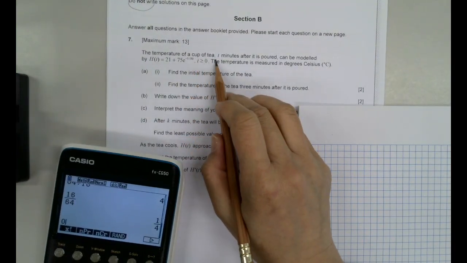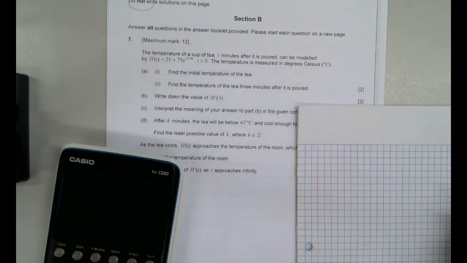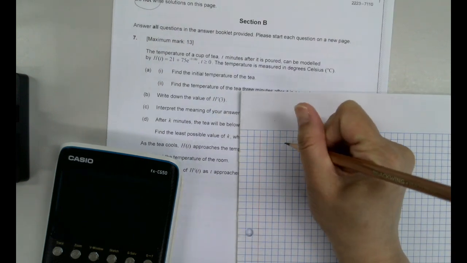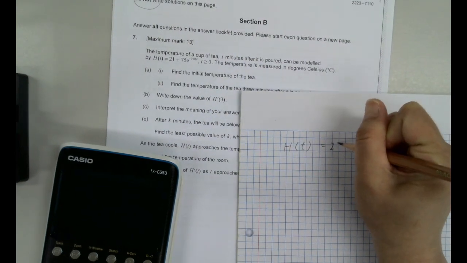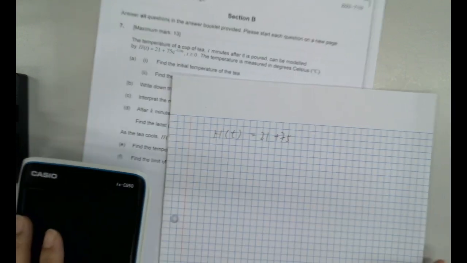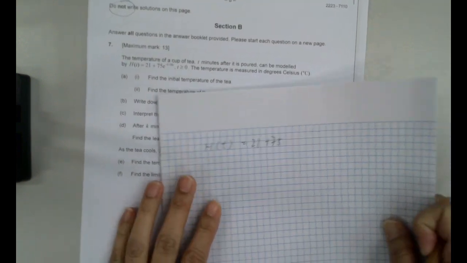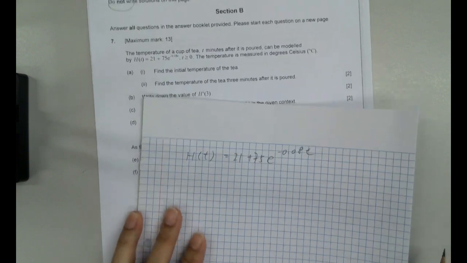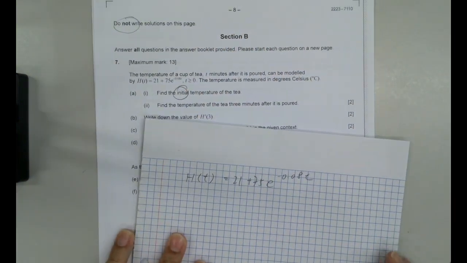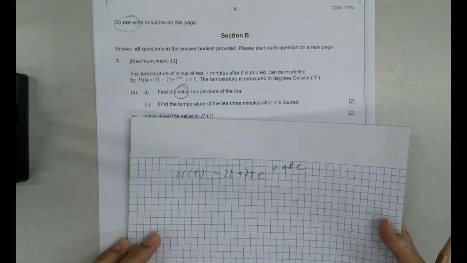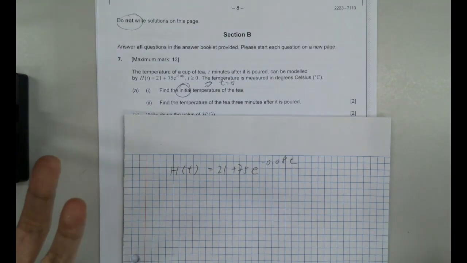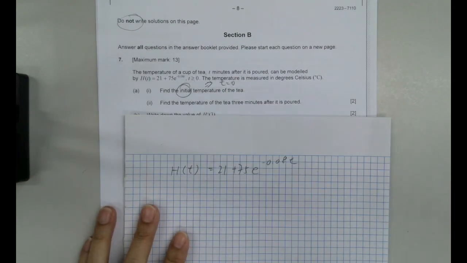The temperature of a cup of tea after t minutes is modeled like this, and the temperature should be decreasing. First of all, in my practice, I write down whatever I have first: e to the power negative 0.08t. And then we need the initial temperature. Initial temperature means when t equals 0, the start of it, especially since there's a domain here.